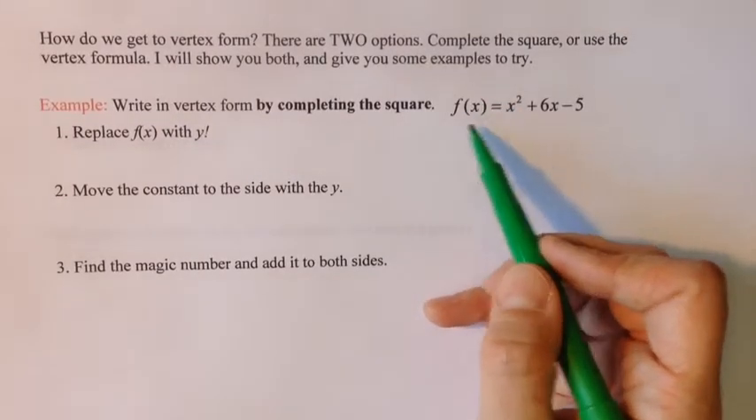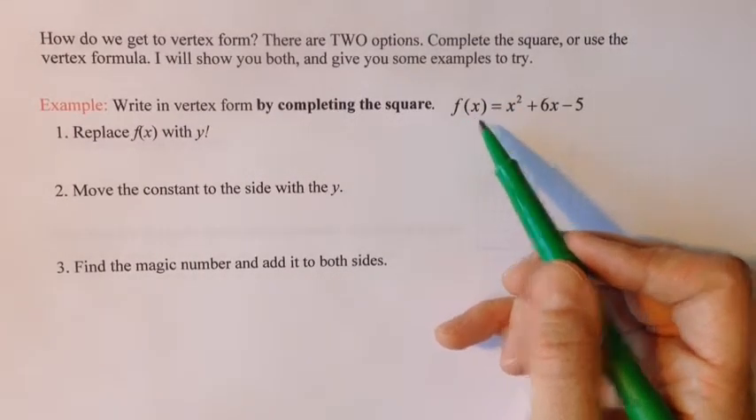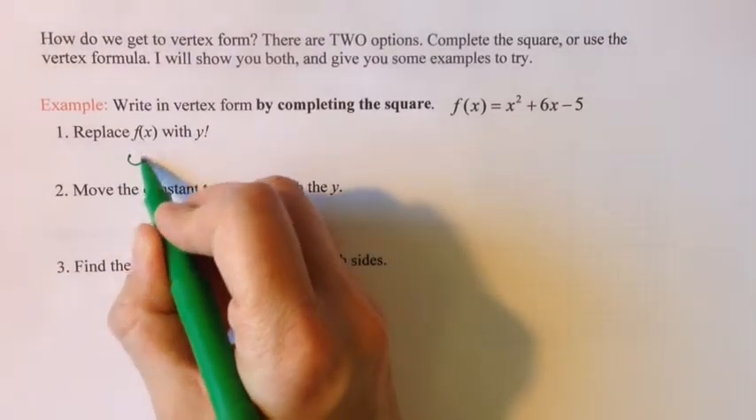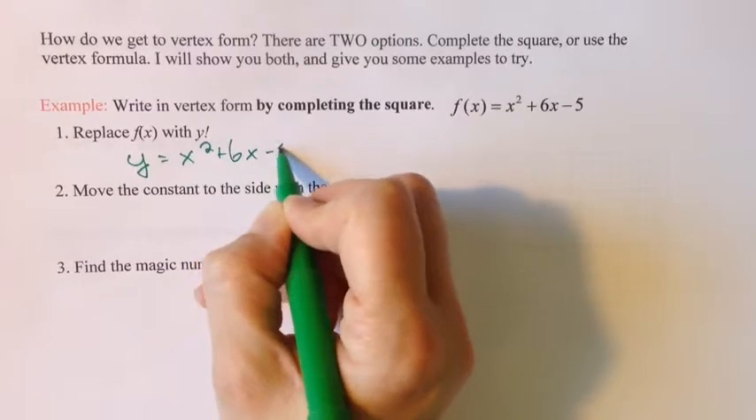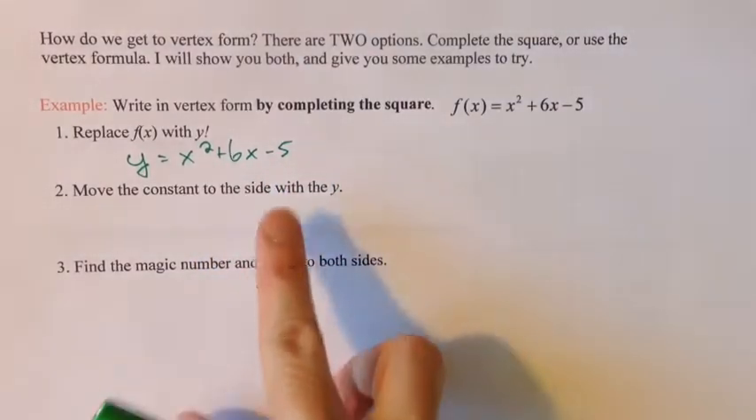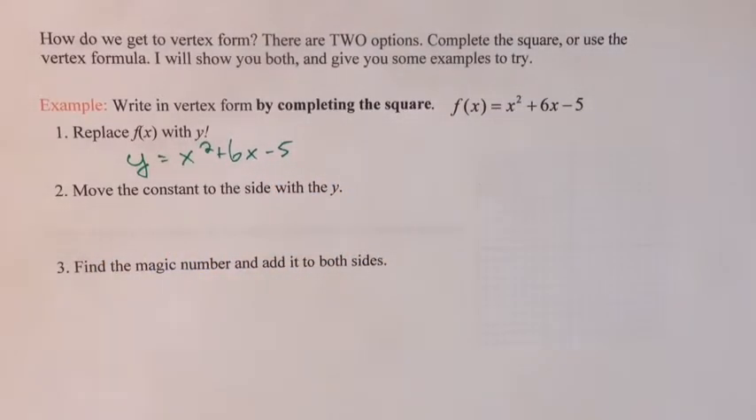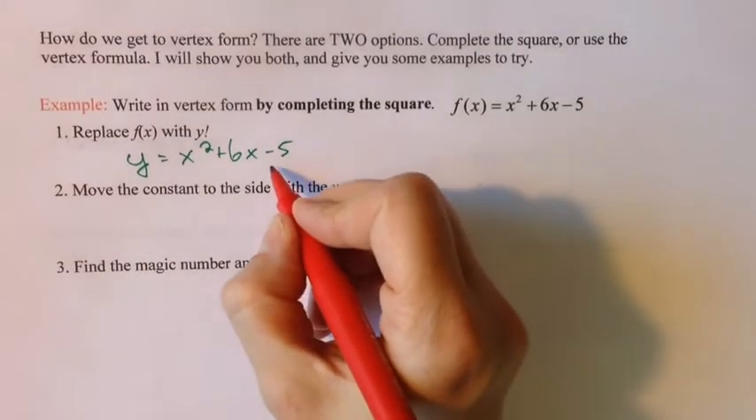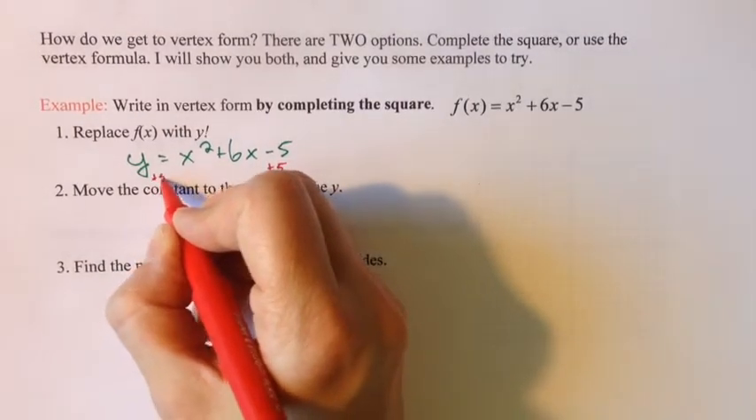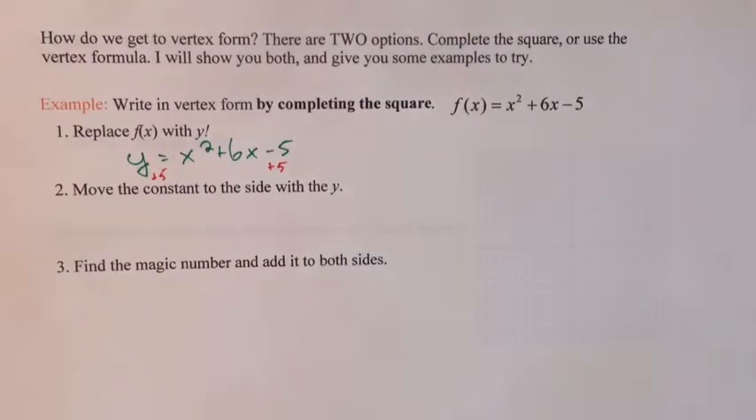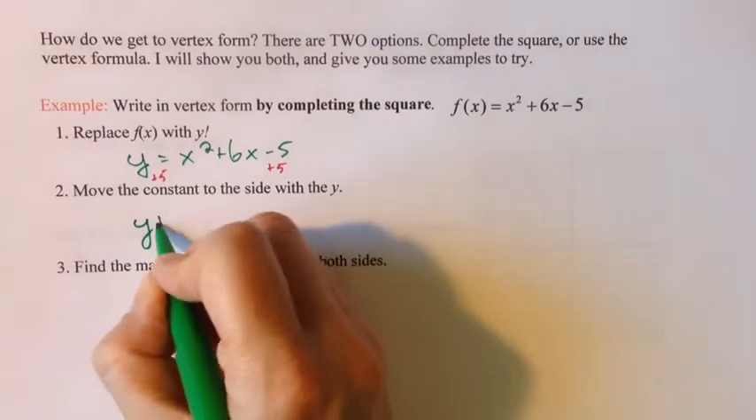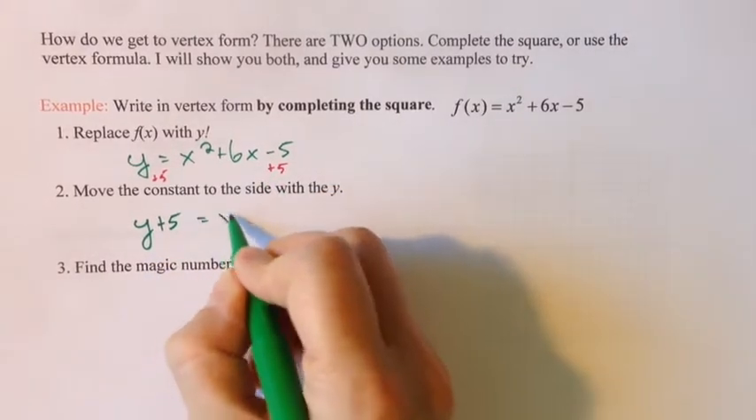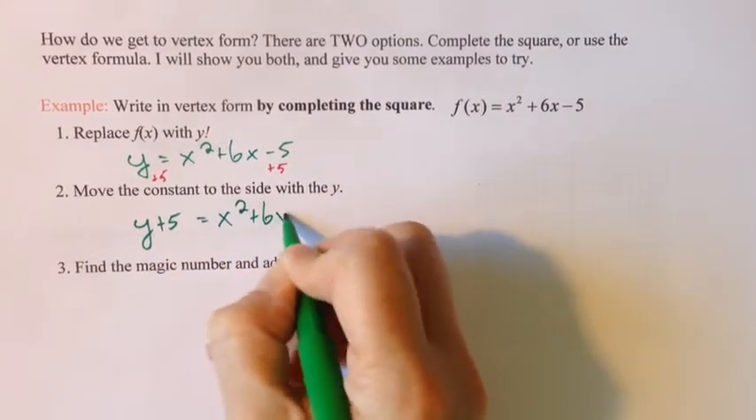The first thing to do is go ahead and rewrite this as y equals rather than f of x. So y equals x squared plus 6x minus 5. Now we're going to move the constant over to the other side so that it's with the y. So that means I'm adding 5 to both sides. This is an awful lot like the next step of completing the square to solve an equation. So I have y plus 5 equals x squared plus 6x.